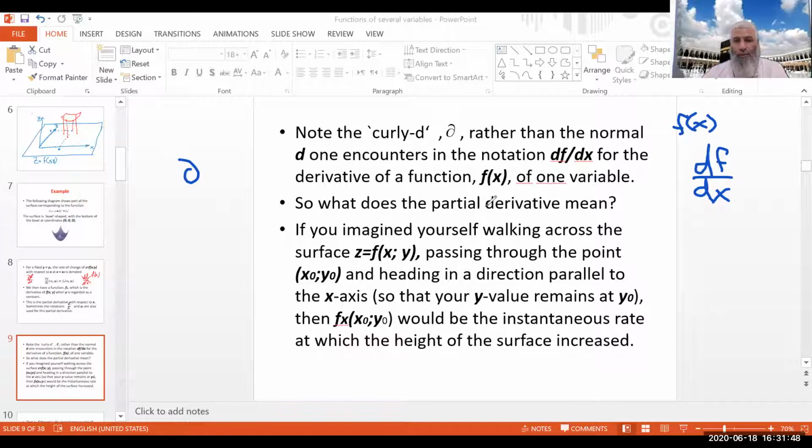So what does the partial derivative mean? Imagine yourself walking across the surface z equals f of x and y, passing through the point x naught, y naught, and heading in the direction parallel to the x-axis, so that your y value remains at y naught. Then f sub x of x naught, y naught would be the instantaneous rate at which the height of the surface increases.